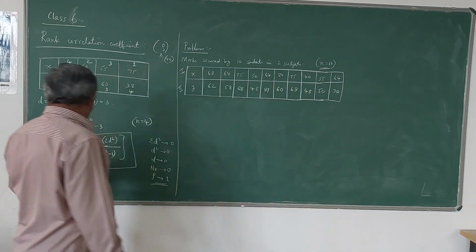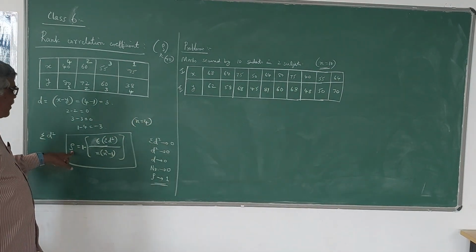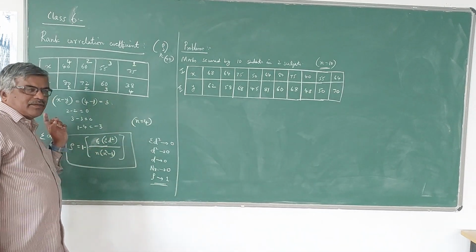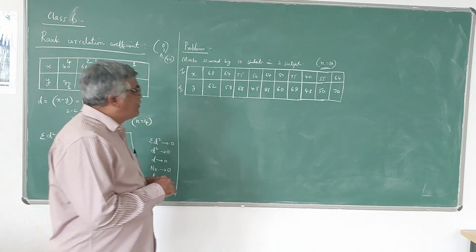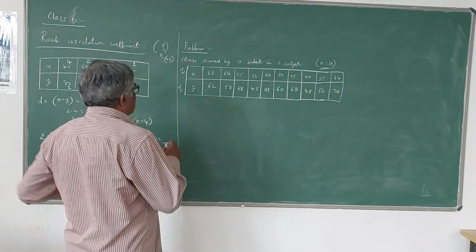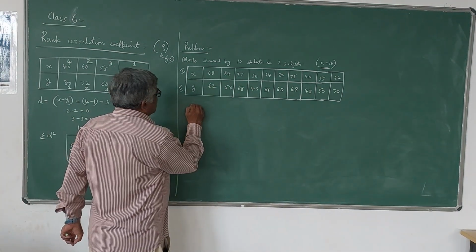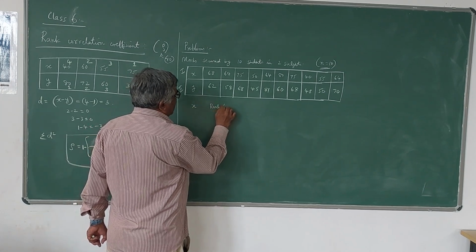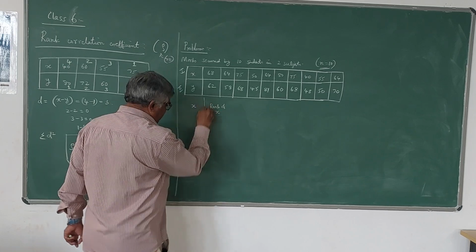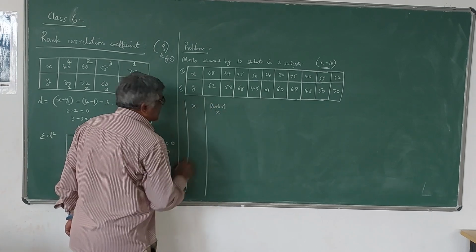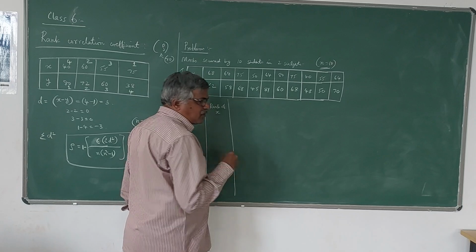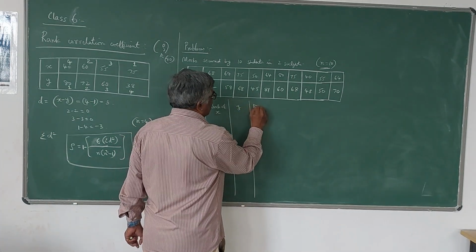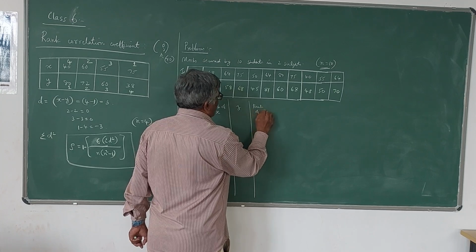Now to find rho, we have to find sigma d square. Once you find sigma d square, just by substituting in the formula, we can simplify. Before that, we have to assign ranks to these values. So first I will make another table, rank of x, with ranks 1, 2, 3, 4 and so on, then rank of y.